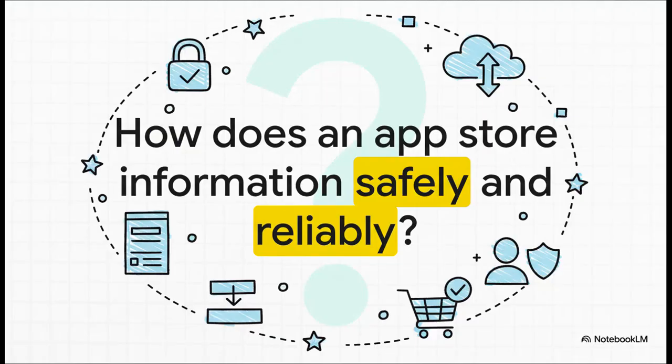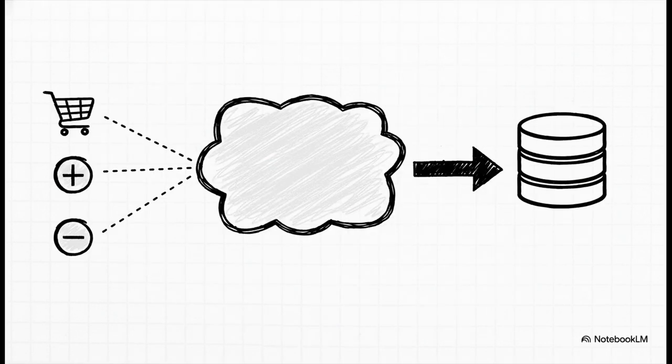And this is a huge deal, right? I mean, whether it's your login info, a message you just sent, or that thing you just added to your shopping cart, that data has to be saved correctly. Every single time, no exceptions. So how do they guarantee that kind of reliability? Well, the secret lies in the app's database.